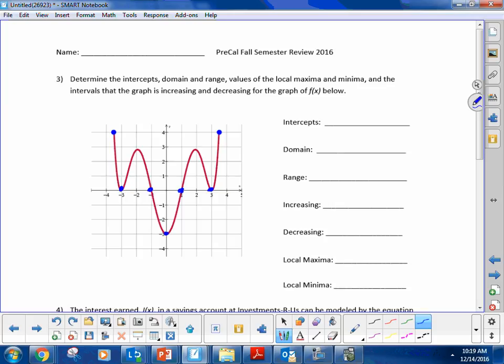So in this case, I could now prove to you that I have intercepts at (negative 3, 0), (negative 1, 0), (negative 3, 0), (1, 0), and (3, 0). So we have these intercepts. The domain specifically is where the x values exist.